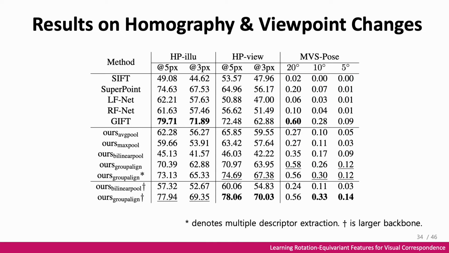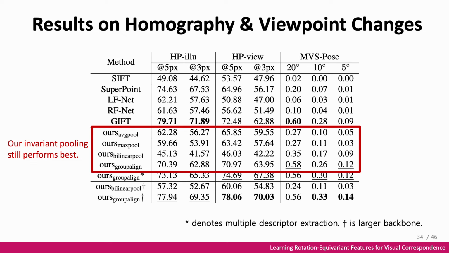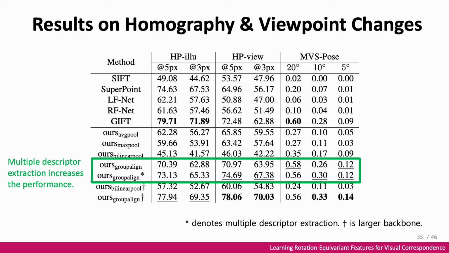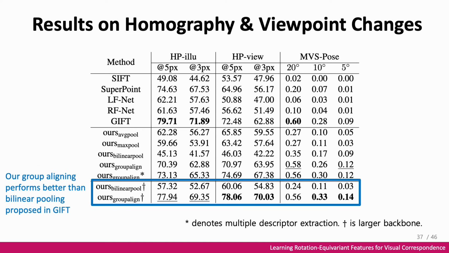This table shows transferability to general transformation. Our group aligning still performs best compared to the other invariant pooling methods in the fixed backbone network. With multiple descriptor extraction schemes, our group aligning can also increase the matching performance. Our group aligning performs better than the bilinear pooling of GIFT in the same backbone network setting.